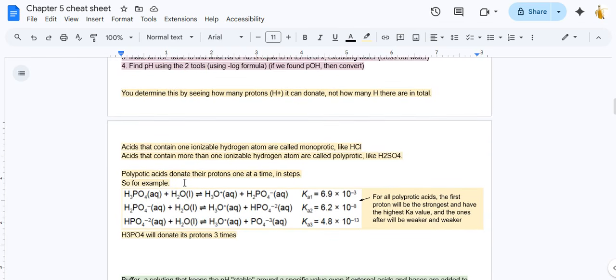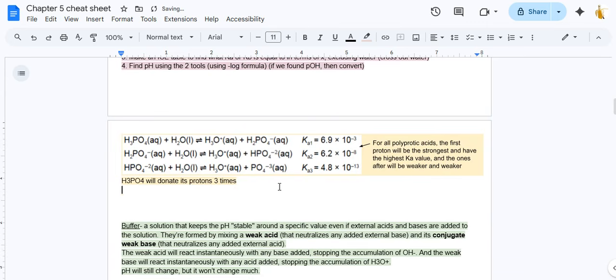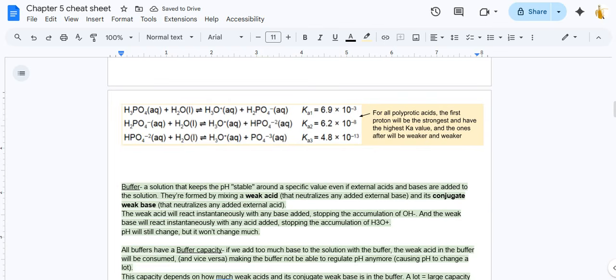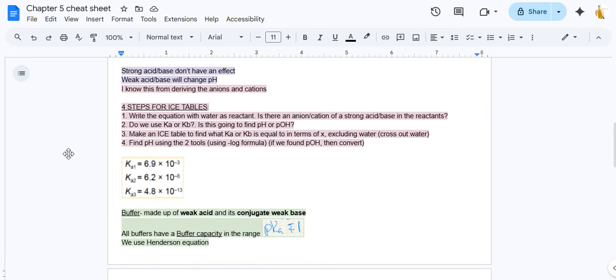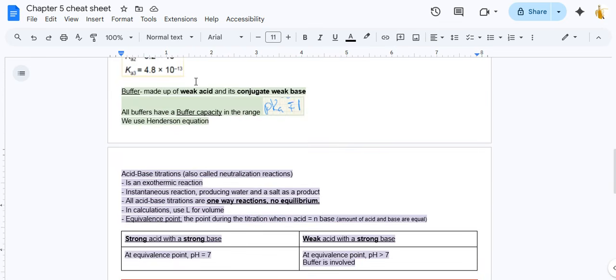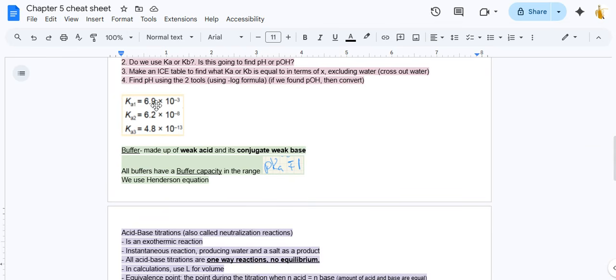Basically I keep doing this, so I deleted everything I already know for the rest of the notes. I kept this as a reminder that as the steps goes down, the K gets weaker.